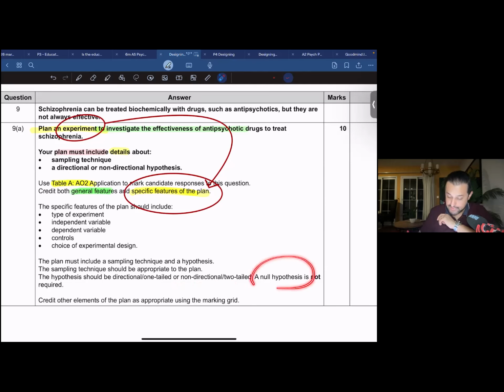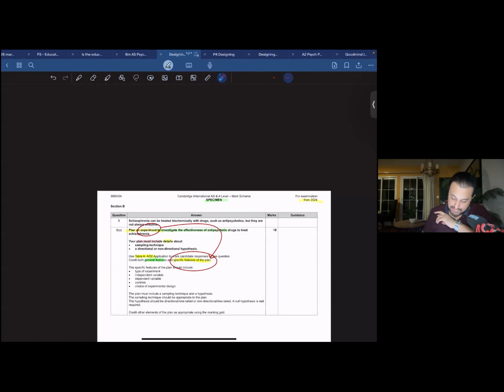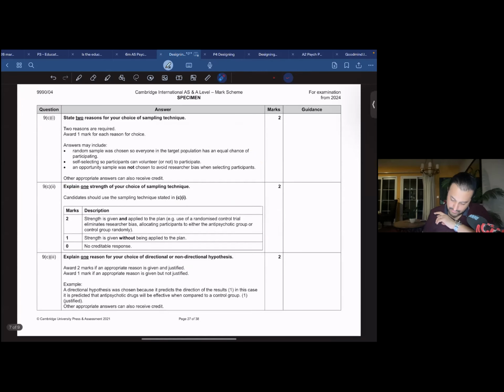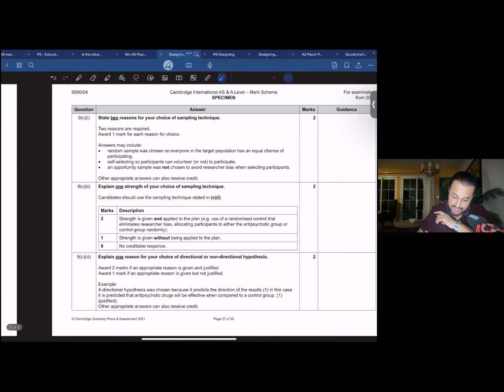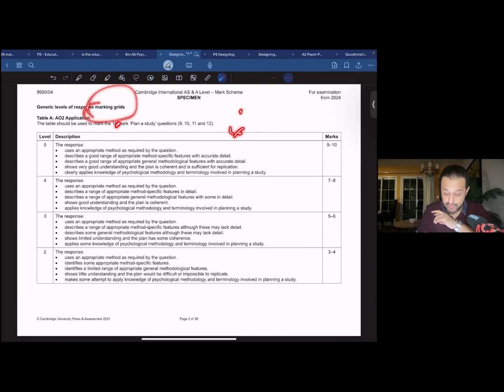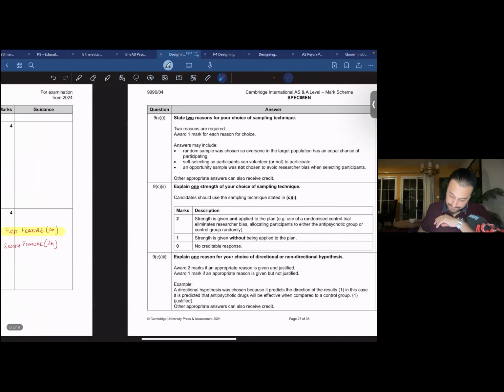A null hypothesis is not required, right? The examiner was specific over here, so you do not expect to get marks if you end up mentioning the null hypothesis. Credit other elements of the plan as appropriate using the marking grid. Where's the marking grid? Okay, yeah, this is the marking grid. We would be discussing this marking grid in a bit, once we're done with what we're doing right now.